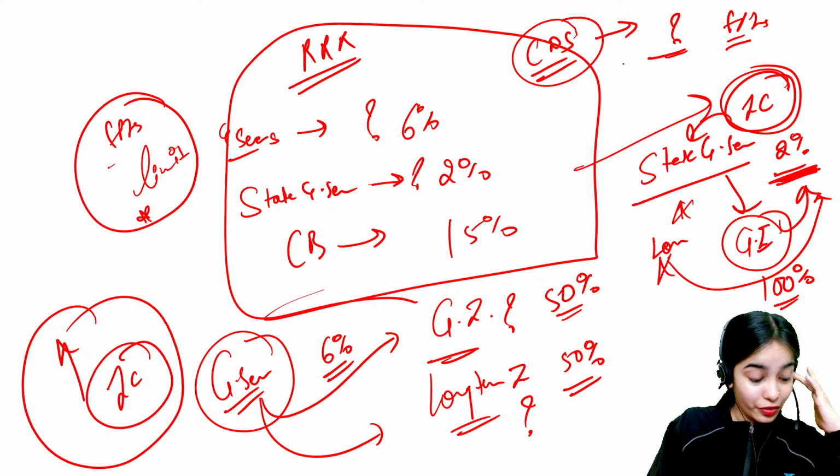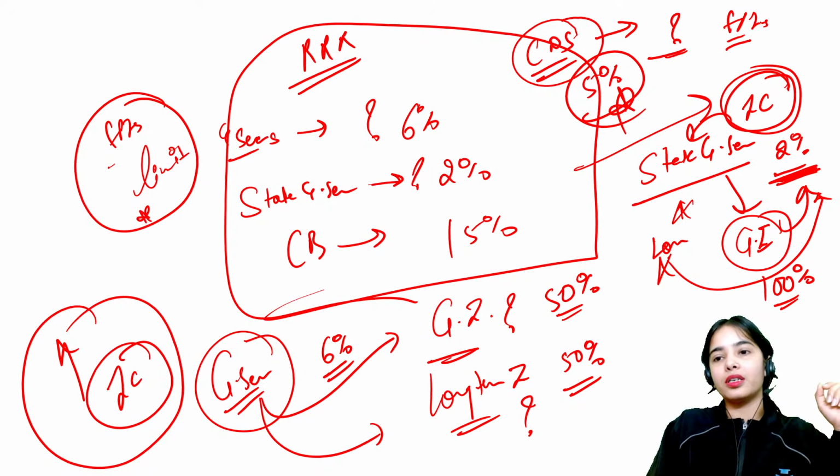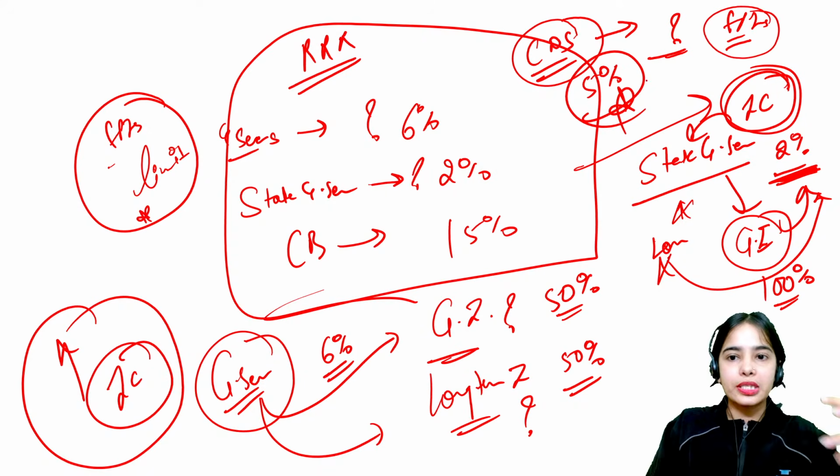5%. Okay, so for the credit default swap, the limit for the foreign portfolio investors is 5%.